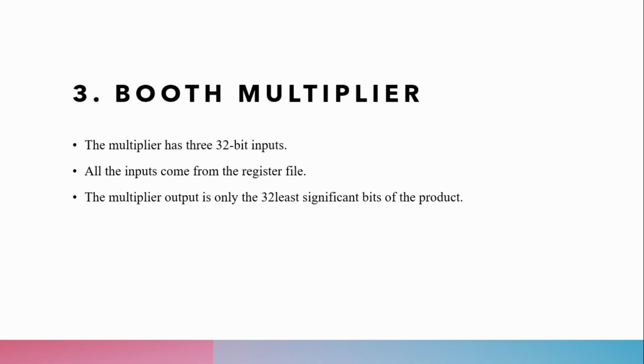Booth multiplier. The multiplier has 3 32-bit inputs. All the inputs come from the register file. The multiplier output is only the 32 least significant bits of the product.